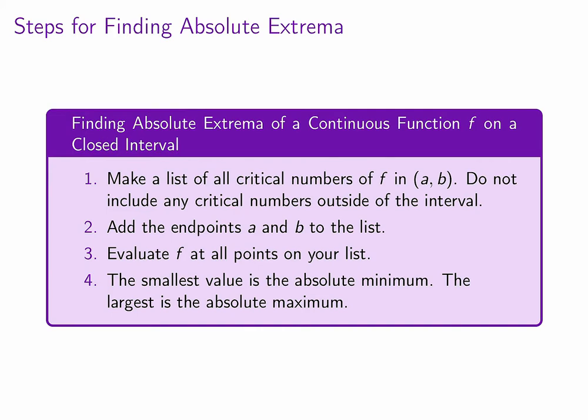Therefore, we're not going to include any critical points outside that interval. We're going to add our endpoints to that list. Remember, your absolute extrema can happen at an endpoint, so let's add those to our list. And then we're going to evaluate the function at all points on our list. Whatever our smallest value is, our smallest f of x or our smallest y value, that's our absolute minimum. And the biggest is going to be our absolute maximum.